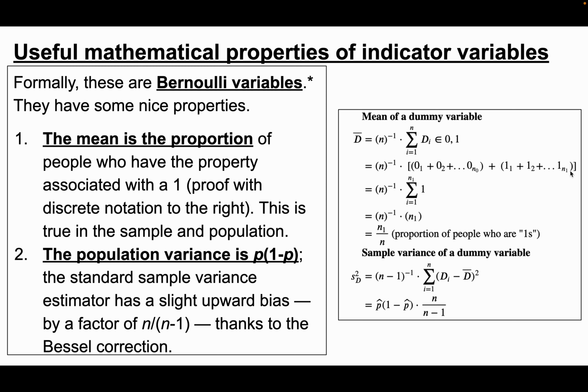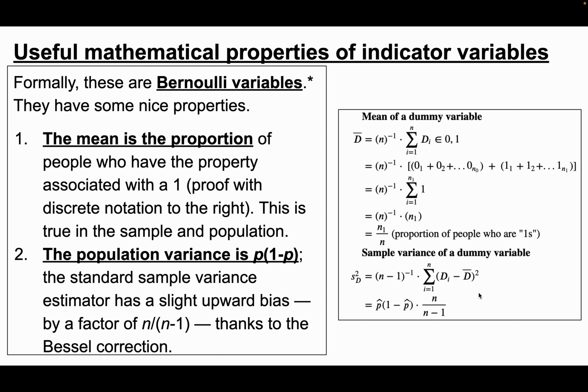So this is 1 added up basically n sub 1 times, and I wrote that here. And of course, that's just going to be 1 plus 1 plus 1, etc., and we're just going to get up to n sub 1. If n sub 1 is the number of people who are 1s, then we just divide by n. The number of people who are 1s divided by the total number of people is just the proportion of people who are 1s. So the mean of a dummy variable expresses the proportion of people that take on whatever status we coded as 1. And we'll talk about coding conventions later on.